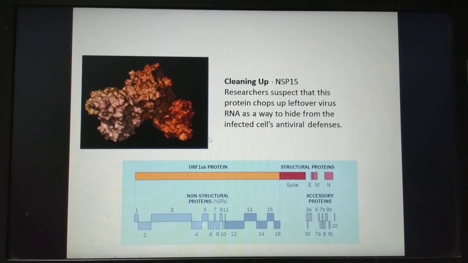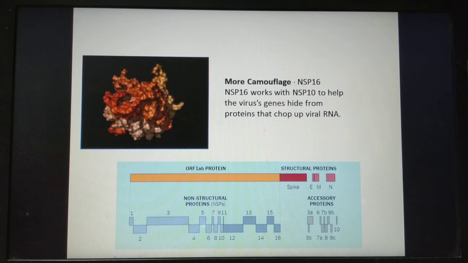NSP15, this protein chops up the leftover virus. Again it is a hiding thing. So it chops up the leftover virus DNA, and again it befools the antiviral defense system of our body, because our body cannot recognize it anymore as viral DNA. More camouflage. Again, NSP16 and NSP10, they work together to help the virus gene hide from the proteins that chop off viral RNA. So the virus gene is hidden by NSP16, NSP10.